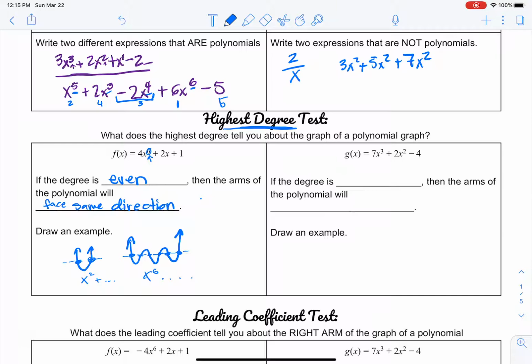Okay, so then if we have an odd degree, like we do here, we have the highest degree is 3. We check this is in descending order, 3, 2, no 1, just a constant. So that is an odd degree. Then the arms of the polynomial will face opposite directions.